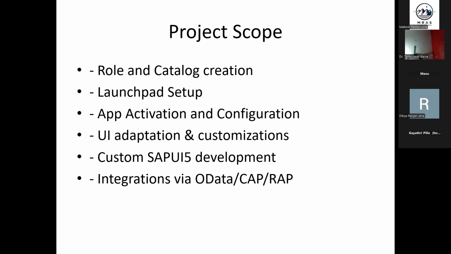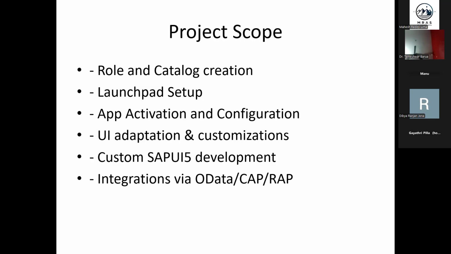So, project scope: we have role creation, catalog creation, and launchpad setup. These are the different kinds of roles and activities you can get in your company. What are the activities we need to do? App activation and configuration, Fiori Launchpad configuration, and before Fiori Launchpad configuration, if you have any standard app, that also needs to be activated in your SAP system. Otherwise, it is not going to work.